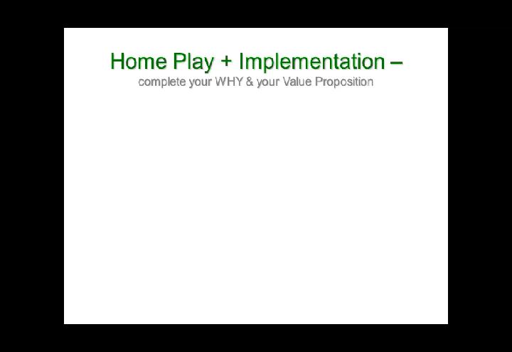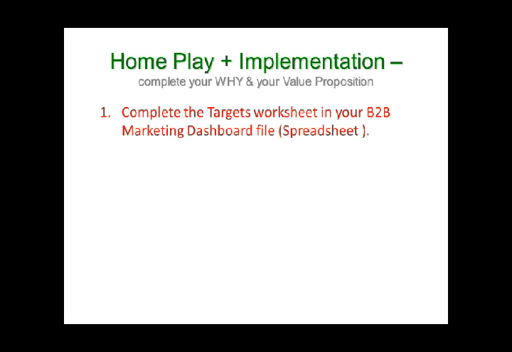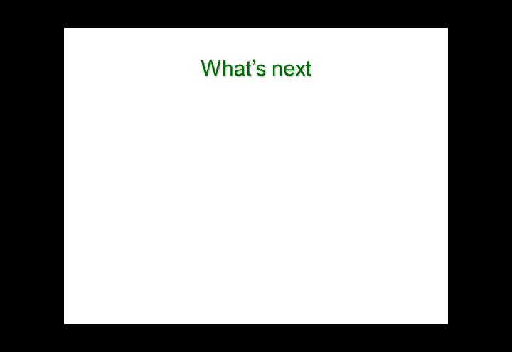Your home play for today. See, I've left the heading in there from last time, but it's really just one piece. It's the piece in the red writing. Complete the targets worksheet in your B2B marketing dashboard. That's the soft copy spreadsheet. And also make sure you send through the images to me, 1 image per category, just 1 image per category. Make sure you put the heading in there of B2B photos. That's the home play. So what's next?